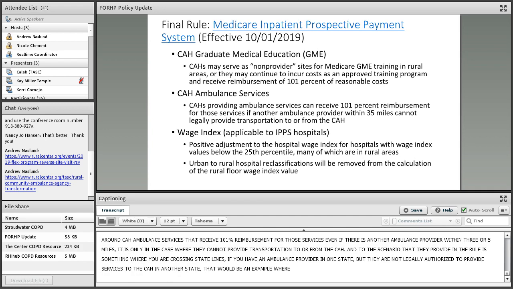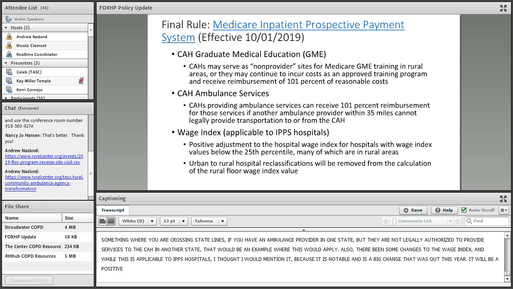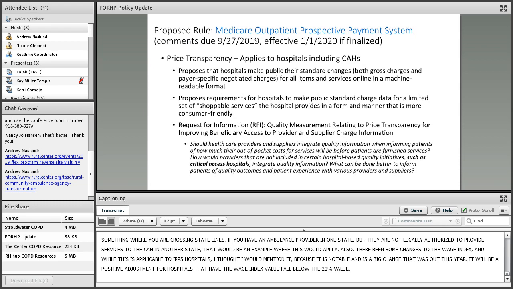Also, there have been some changes to the wage index, and while this is applicable to IPPS hospitals, I just thought I would mention it because it's notable, and it's a big change that CMS has put out this year. There will be a positive adjustment for hospitals whose wage index values fall below the 25th percentile, and urban or rural hospital reclassifications will be removed from the calculation of the rural floor.